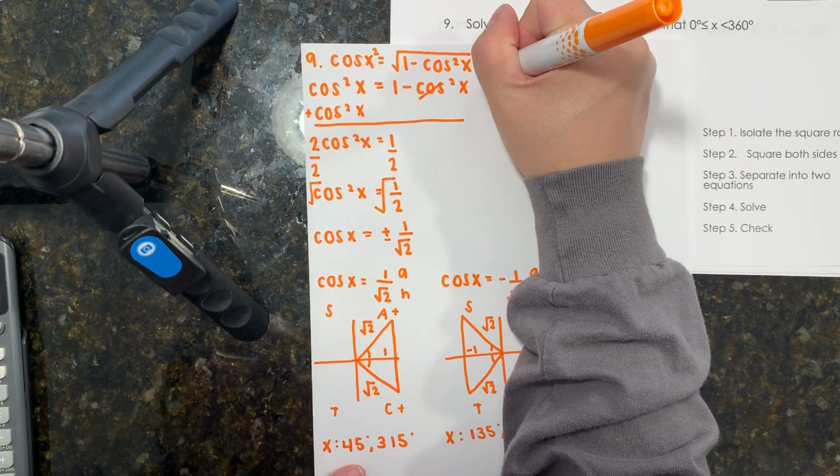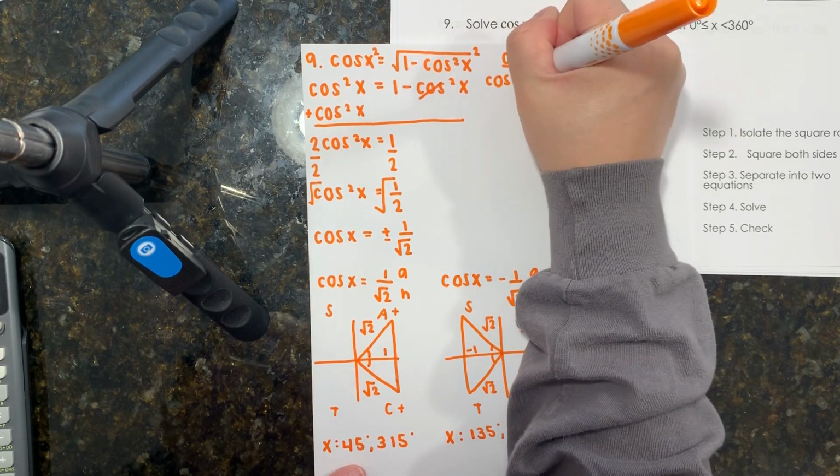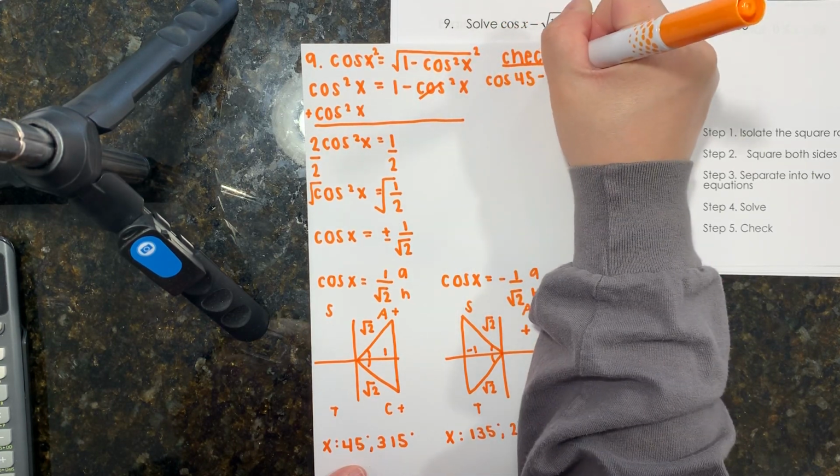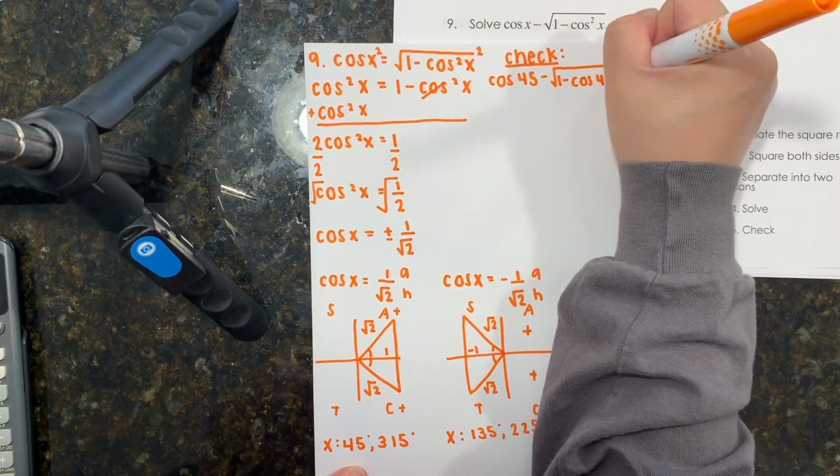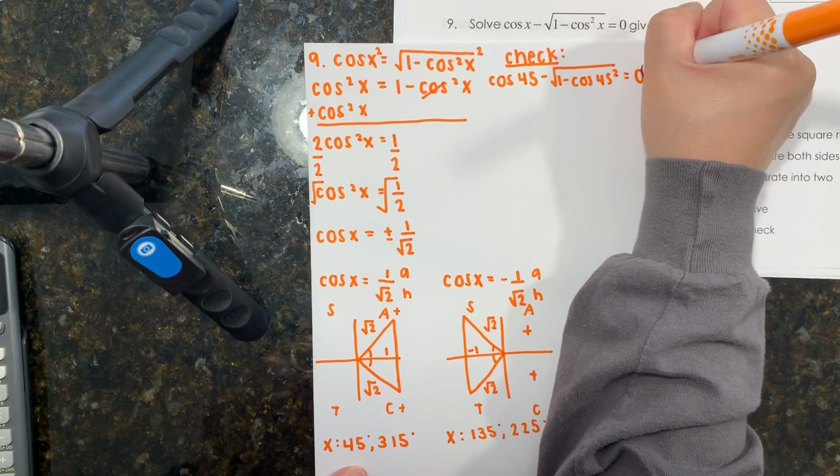So I'm going to solve by doing cosine of 45 minus the square root of 1 minus the cosine of 45 squared equals 0.